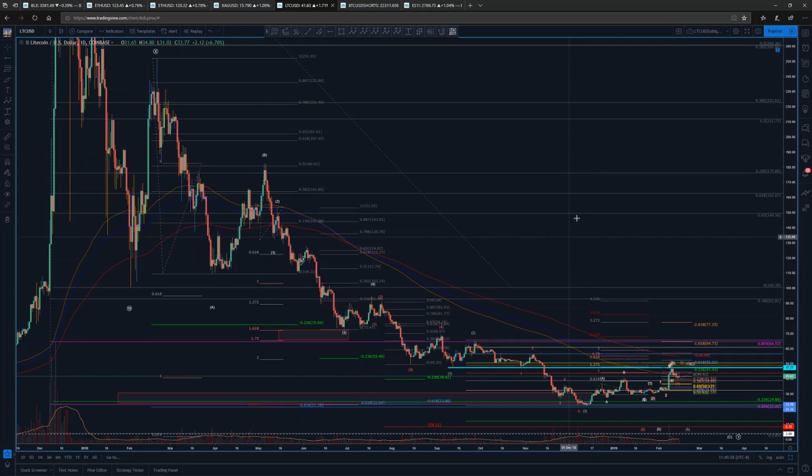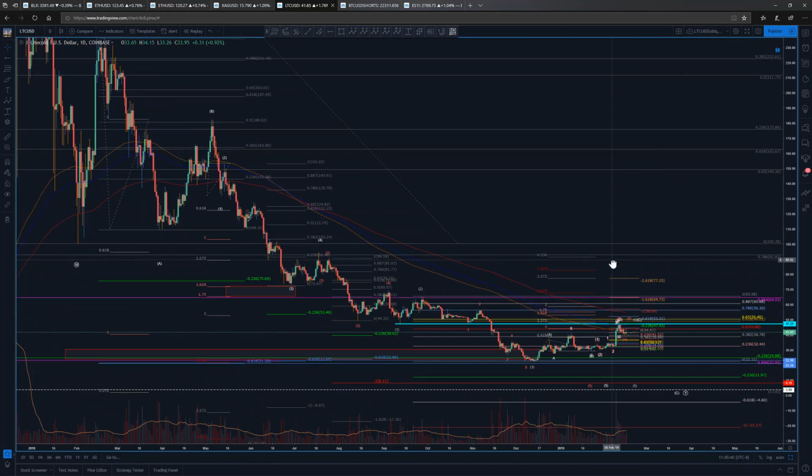So there is an argument that the bottom is in. We got a good bounce right here, and it looks pretty strong on the way up, but these waves are ugly right here, and typically I go with the idea of if it's ugly, it's corrective. So I wanted to work off of that.